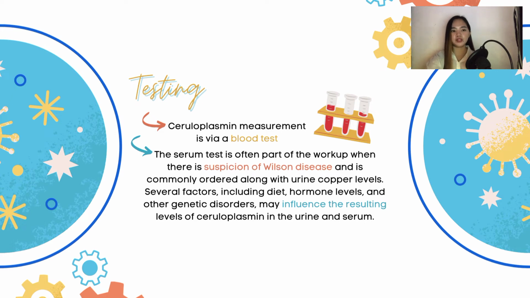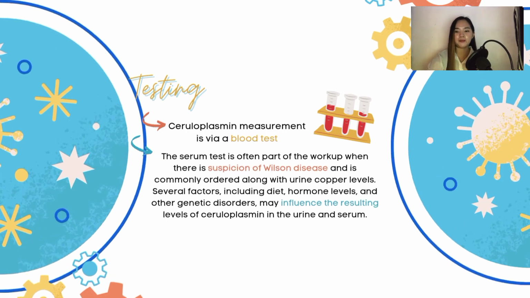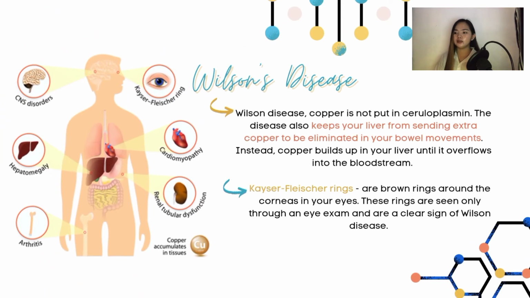Among the genetic disorders associated with copper deficiency caused by mutation in the CP gene are Wilson's disease and aceruloplasminemia. In Wilson's disease, copper is not put in ceruloplasmin. The disease also keeps your liver from sending extra copper to be eliminated in bowel movements. Instead, copper builds up in the liver until it overflows into the bloodstream. From there, copper builds up in your brain, corneas, kidneys, liver, bones, and small glands near the thyroid. If not treated, the liver and brain damage due to copper poisoning from Wilson disease is fatal.